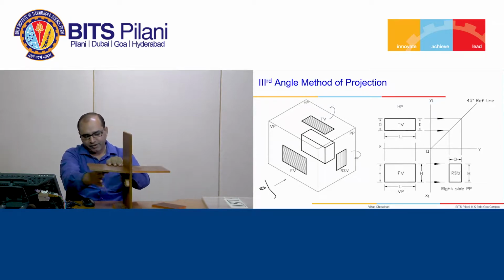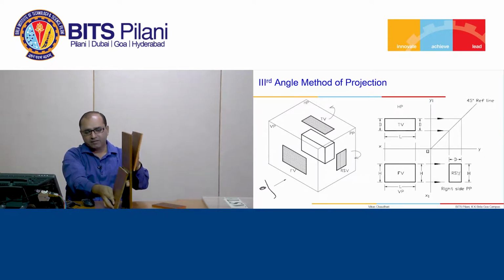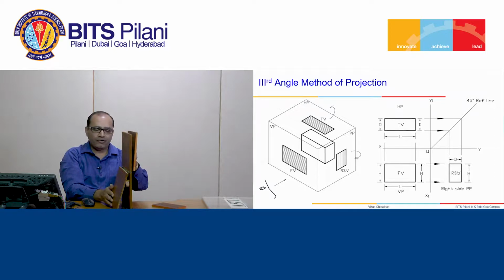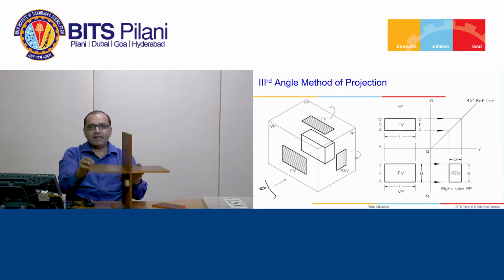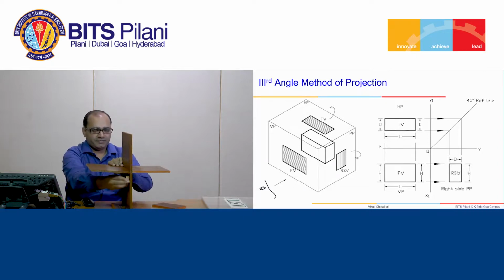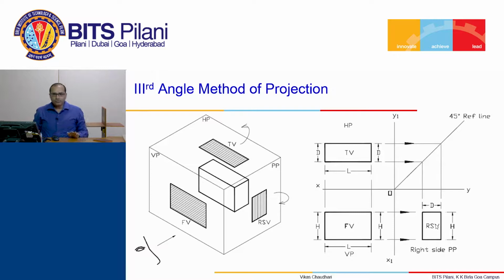When the object is in the fourth quadrant, you have the front view on the vertical plane and the top view on the horizontal plane. When the planes are rotated, the front view and top view will be overlapped. So you will not be able to identify the front view and top view. Therefore, we will not keep the object in the fourth or second quadrant. So we have two methods of projection, the first angle method of projection and the third angle method of projection.